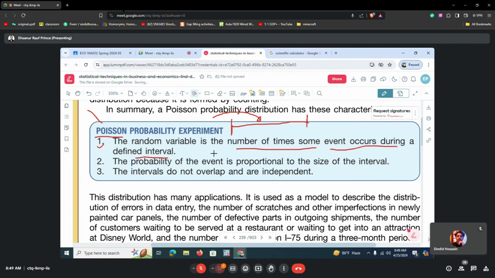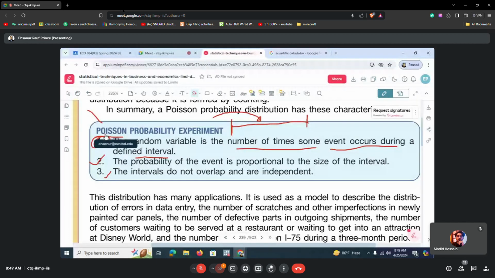The random variable is the number of times some event occurs during a defined interval. The probability of the event is proportional to the size of the interval. And the intervals do not overlap and they are independent. Of course, you have to study all three properties, but the first one is extremely important.